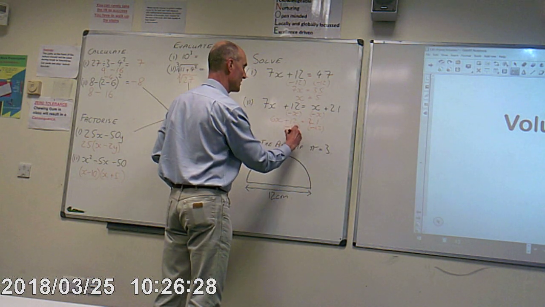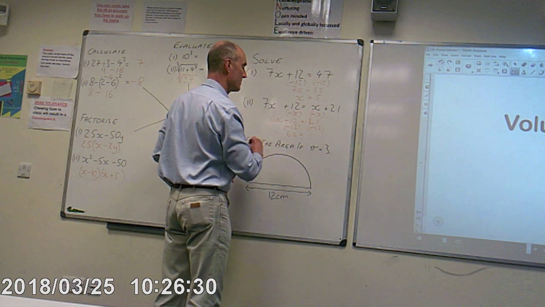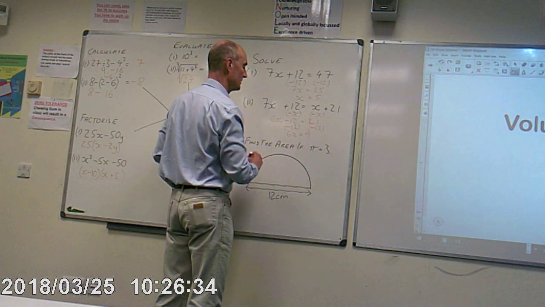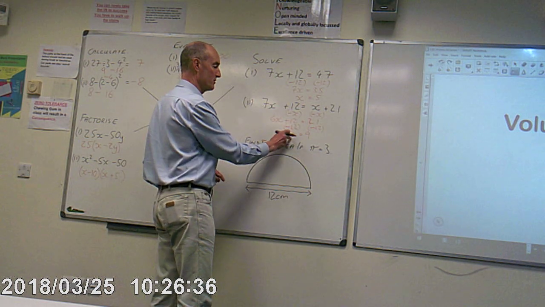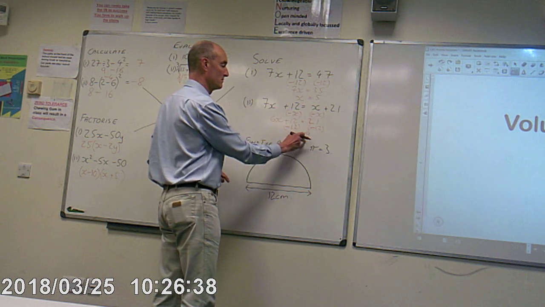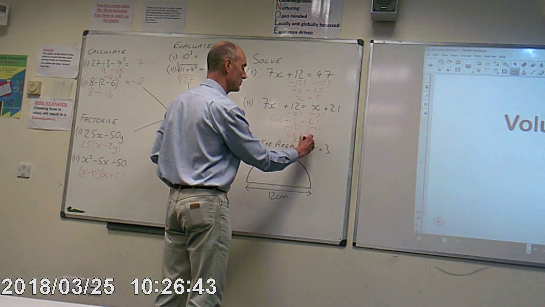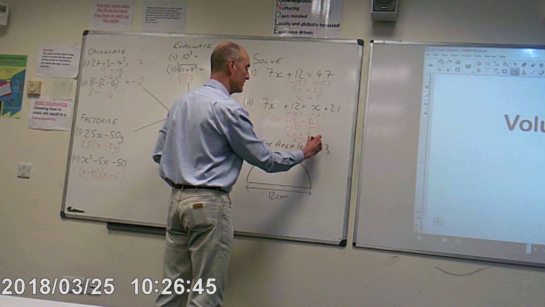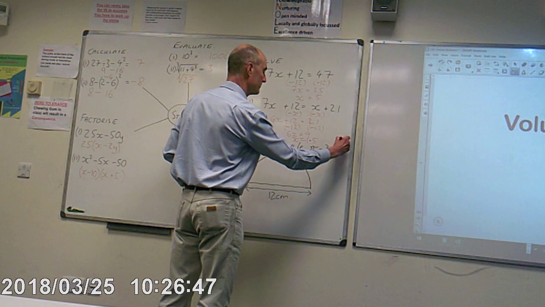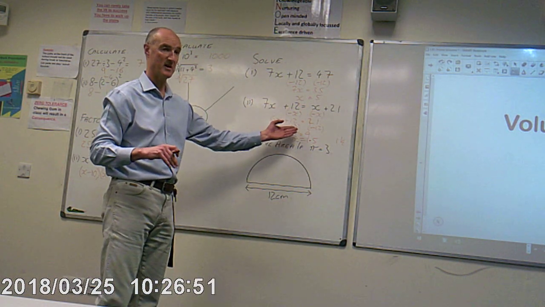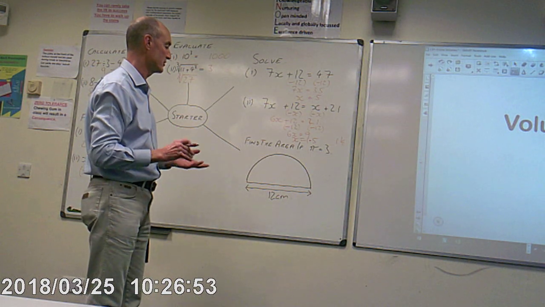Means we've got 6x equals 9. Now if we divide both sides by 6 to get the x on its own, we've got a value of x equals 1.5. No one said it's got to be a whole number value. So 1.5, legitimate answer.